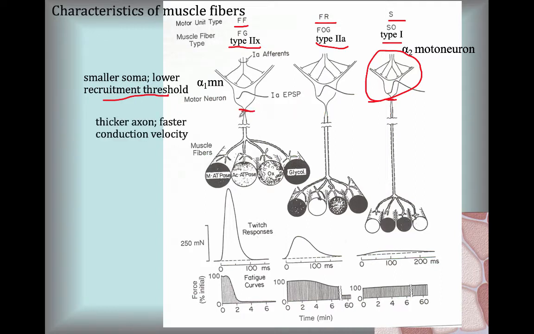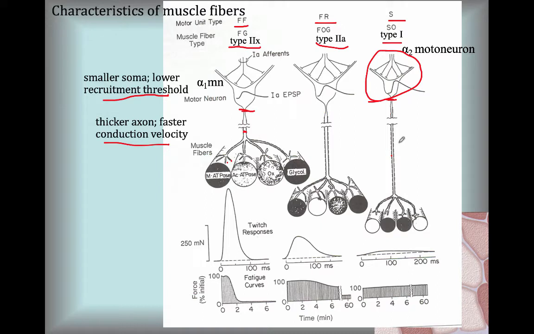Another difference in the neurons is the thickness of the axon, and you can see that the 2X have the thickest axons and the type 1 have the thinnest axons. And that means that the action potential will get from the trigger zone down to the synaptic knobs faster in these type 2 fibers, 2X fibers. And so it's traveling along here faster.